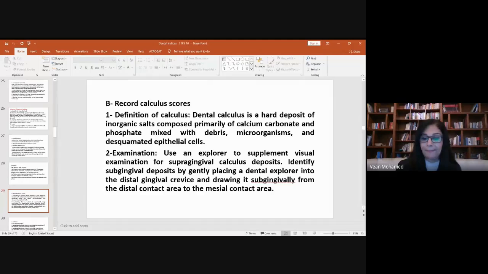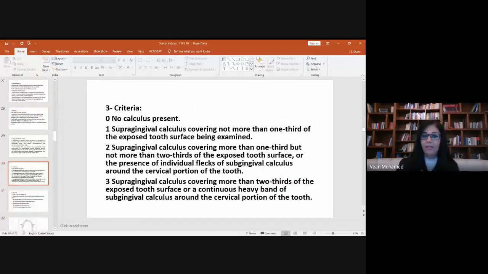Then, the criteria. Again, 0 if there is no calculus. 1 if we have supragingival calculus covering not more than 1/3 of the exposed tooth.